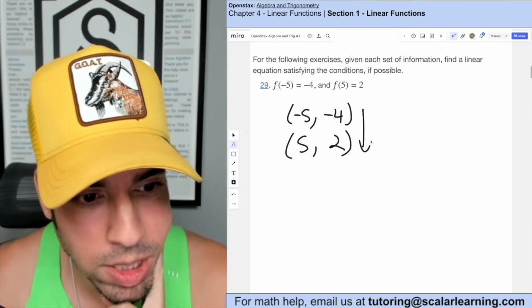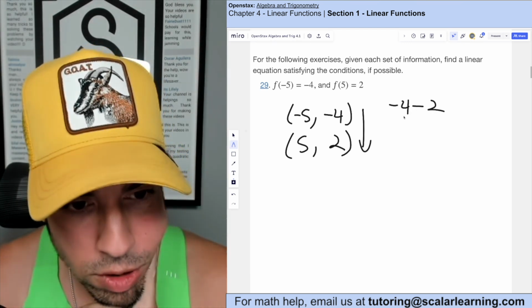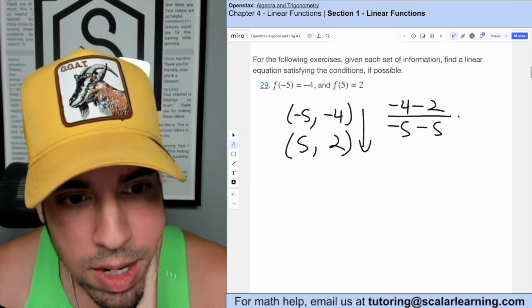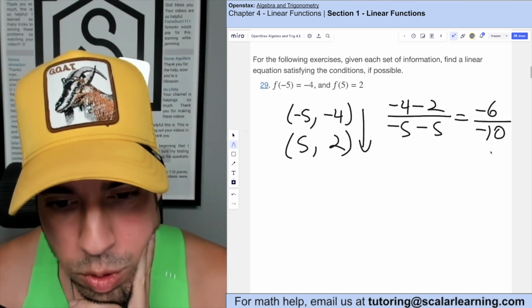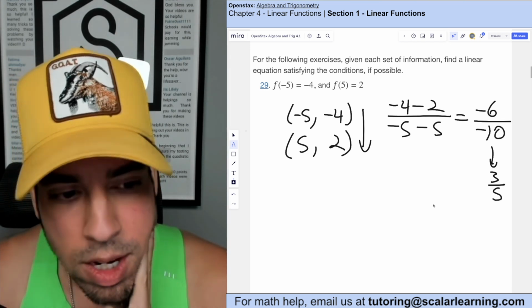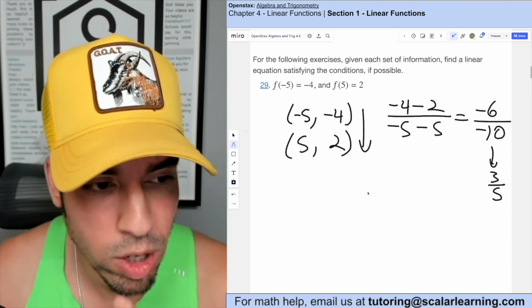So check this out. First, I'm going to calculate the slope by subtracting down. I'm going to do the difference of the y values, negative 4 minus 2, over the difference of the x values, negative 5 minus 5. That gives me a slope of negative 6 over negative 10, where the negatives cancel out. We simplify to 3/5. And then we can use point-slope to come up with the equation of the line.